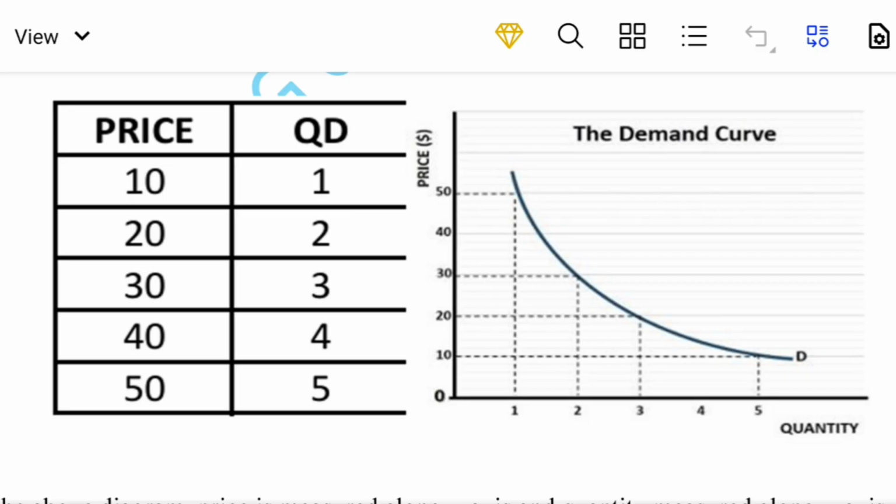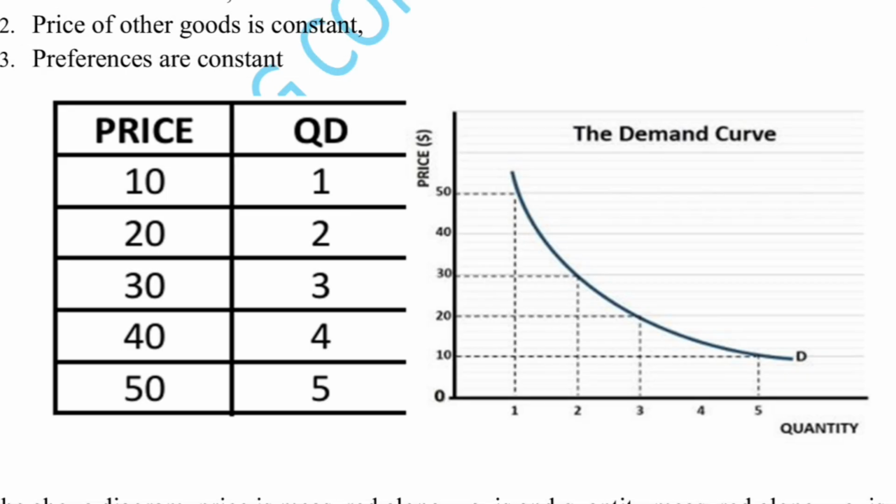For the first commodity, 50 rupees is going to be paid, and until the price declines to 30, he is not consuming the second commodity. When the price is 30, he is going to be purchasing the second commodity. When the price is 20, he is consuming the third commodity. When the price drops from 20 to 10, he is going to be consuming the fifth commodity. So what we have seen is the law of demand.